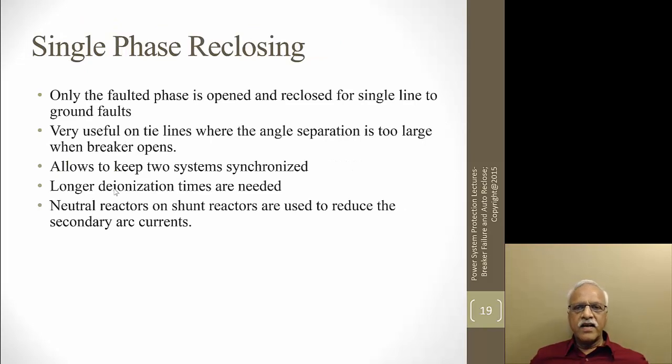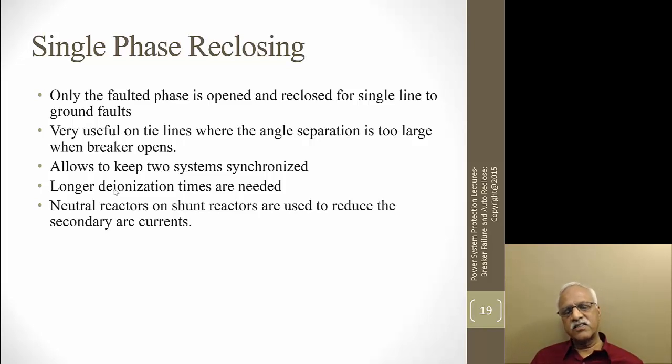If you have a line with heavy power flows, and most of the faults are single line to ground faults, why trip all three phases has been asked many times. Under such conditions, we open only the faulted phase, and then close back after a longer time delay, typically 1 second. The system remains synchronized and 2/3 of the power is still flowing on the line, and it allows us to restore the system if it is a temporary fault.